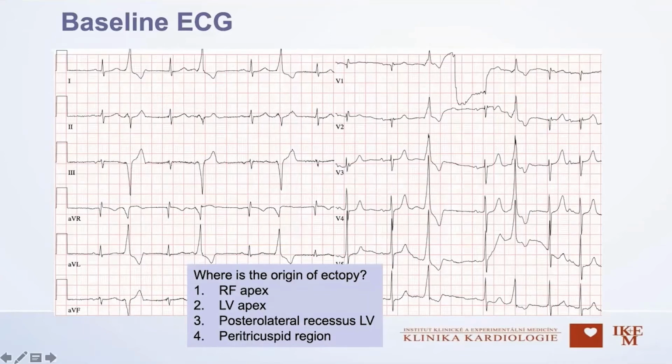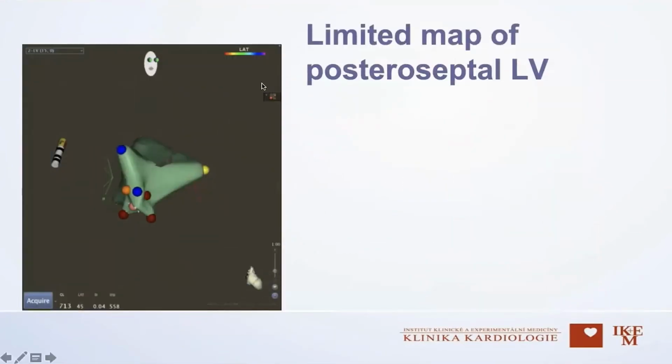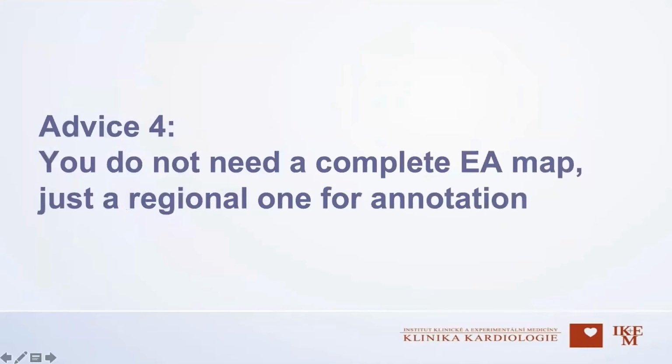You see that this is, again, a superior axis. So it must be from the posteroseptal space, from the recesses of the left ventricle. You see positive from V1 to V6. And here we have only a limited map of the posteroseptal left ventricle. These blue points are the annulus, and this is an area of the recesses. And the ablation was successful on that spot.